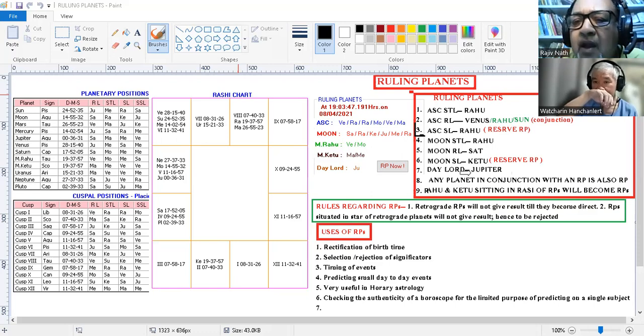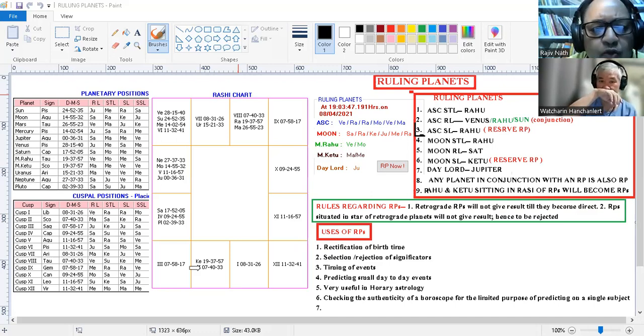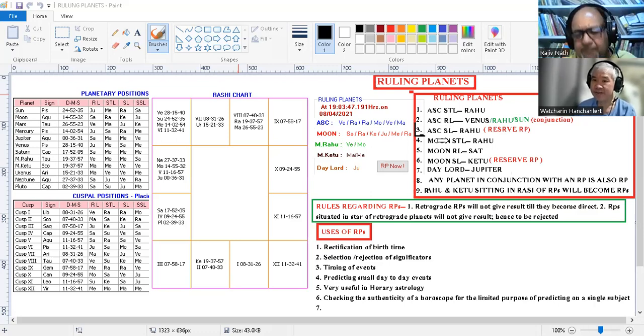Any planet in conjunction with an RP is also an RP. So here, Sun is also an RP because it is in conjunction with Venus. And Rahu and Ketu sitting in the Rashi, that is the zodiac sign, of ruling planets will also become ruling planets. Now let us see Ketu. Ketu is sitting in Scorpio. So if Mars had been a ruling planet, Mars is not a ruling planet, then in that case, Ketu would also have become a ruling planet. Get the point? Any questions?